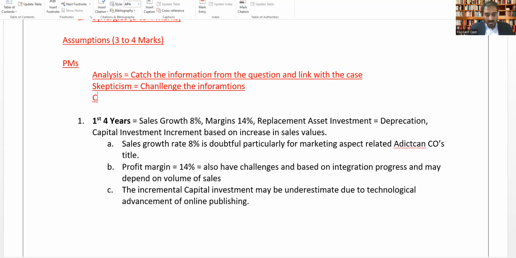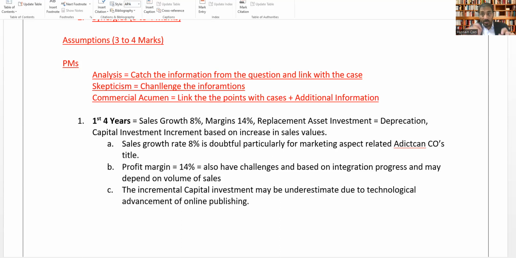Number three, commercial acumen. Yes, that's linking the points with the case, plus additional information, if any. Additional information that should be relevant and specific to the case.